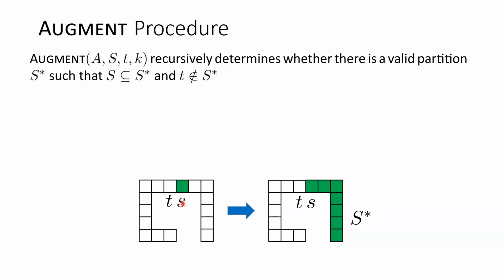So for example, for this input here, with S as the green square, we would like to return a yes here because there is a valid partition S star that contains S but not T. So to answer our question, which is based on just these two squares, we can call augment with just the square S as the set.